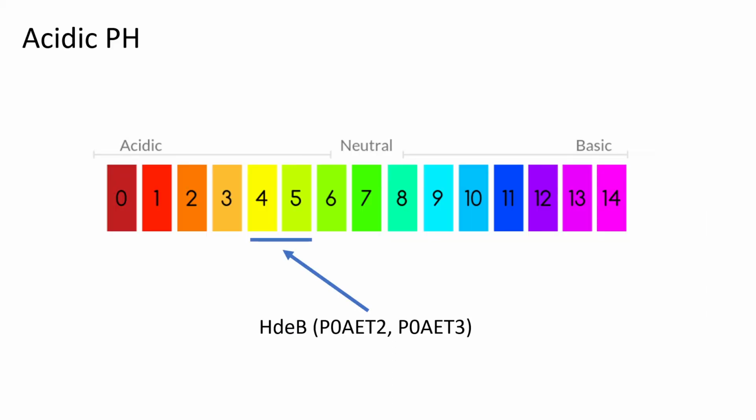Acid stress chaperone HDEB usually appears at pH 4 to 5, under which environment the protein maintains a well-folded dimer.